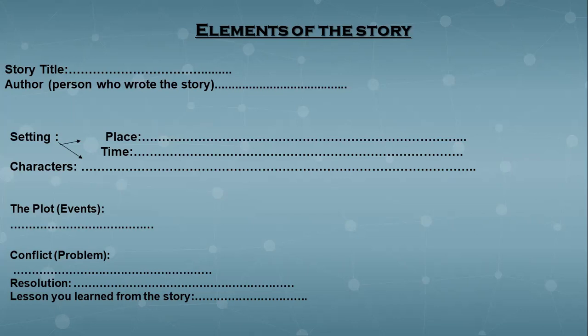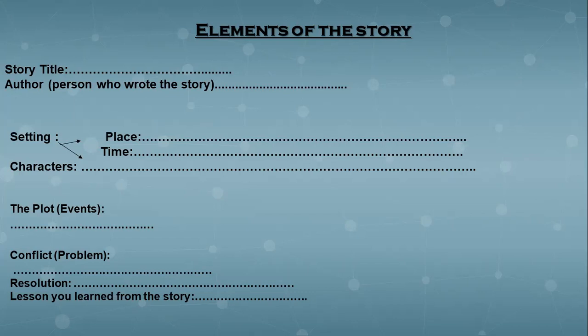And then we have the setting. The setting is in the first paragraph. We have to write the place and the time the actions are taking place and the events of the story are happening. And then we follow them with a description of the characters in order to make them real to the readers. After that, in the second paragraph, is the plot, the events.